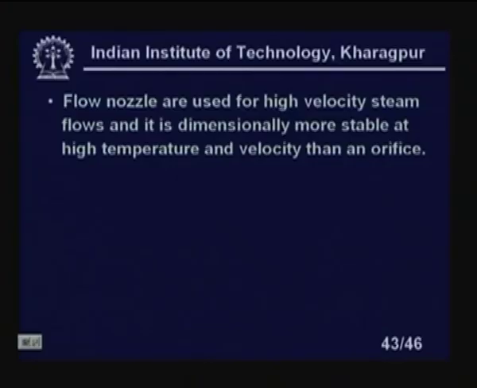Flow nozzles are used for high velocity steam flows, and they are dimensionally more stable at high temperature and velocity than an orifice. This is the most salient feature of the flow nozzle. That is the reason for high velocity, high temperatures we can use this flow nozzle instead of the orifice meter. And the pressure tapping is also not that difficult. You can have the upstream pressure tap at 1 pipe diameter, and the downstream pressure tap just at the end of the straight portion of the nozzle, that will be on the pipe, right.